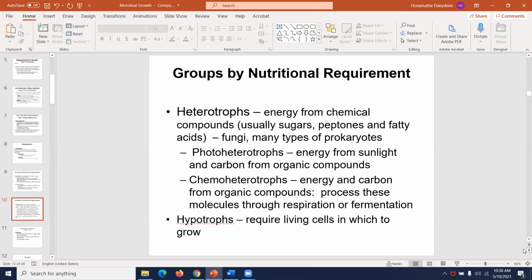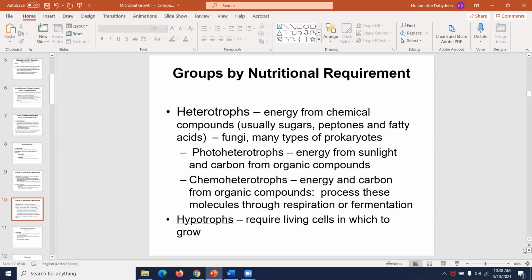You and I and most organisms that don't carry out photosynthesis, we're all dependent on preformed organic compounds, and hence we're heterotrophic organisms. Photoheterotrophs have the energy from sunlight, but the carbon is coming from organic compounds that are made by other organisms.